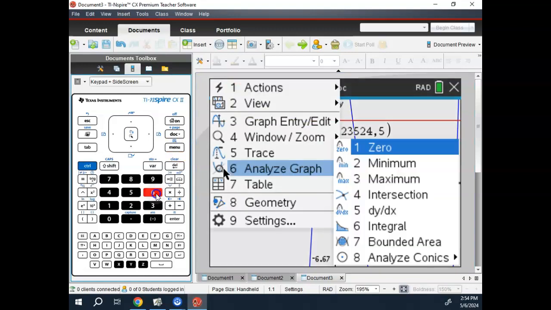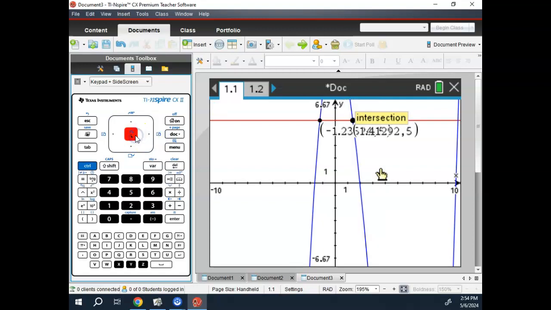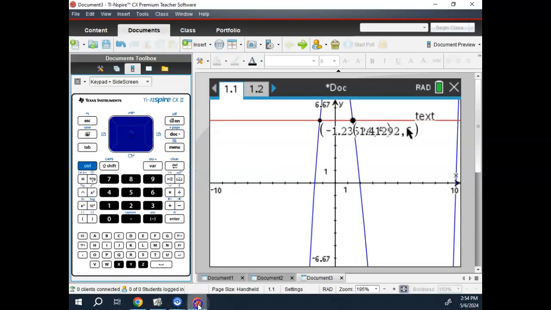So menu, analyze graph, intersection. Put it on just that side of that one, other side over here. Now, it's hard to see it, and I have trouble grabbing this with my board. I'm not that talented at it. But you can grab it and you can move it so you can see. But that is 1.412. And then I've got that last one over there.